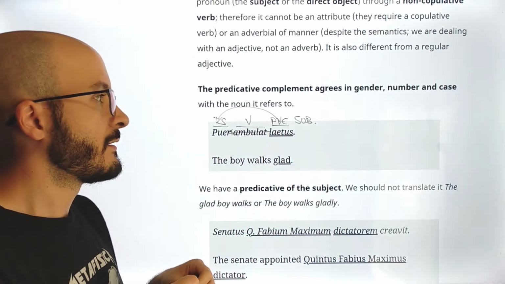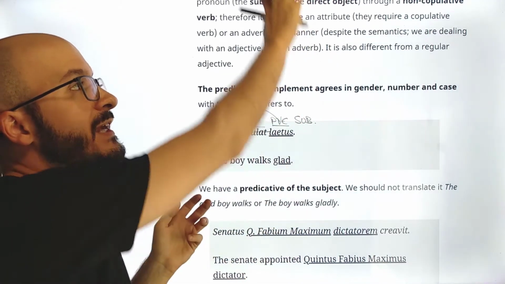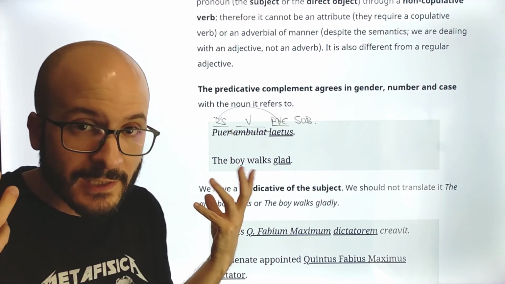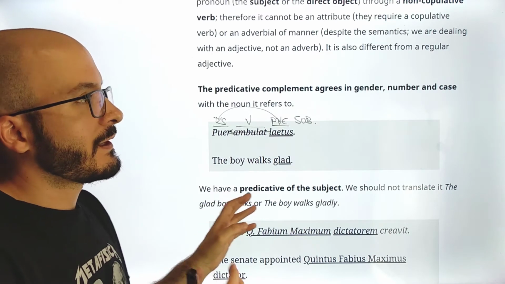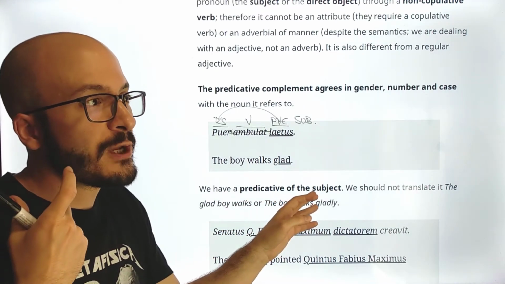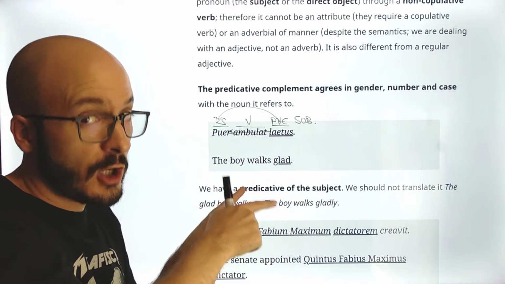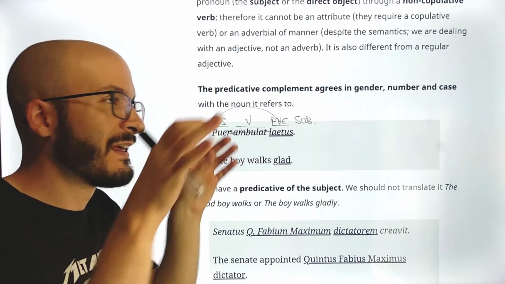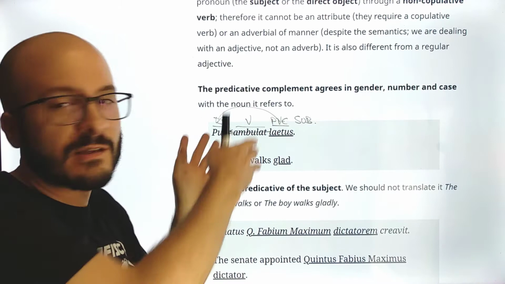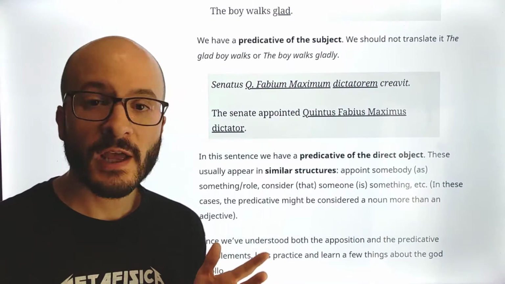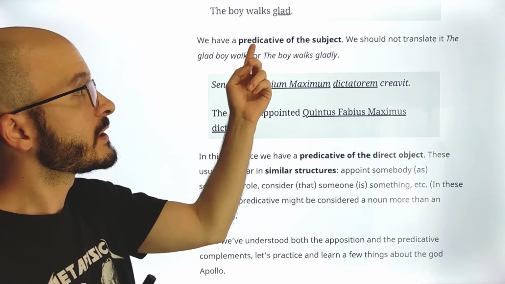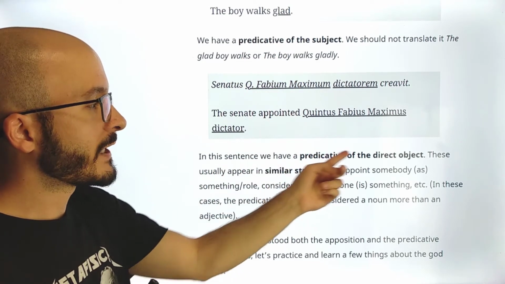Okay, so maybe all of this definition thing is more complex, more abstract to understand, but at least if we understand what it is not, if we eliminate all the things that it is not, then the surviving thing is the predicative. So there we have the predicative of the subject. Now we are going with the predicative of the direct object.